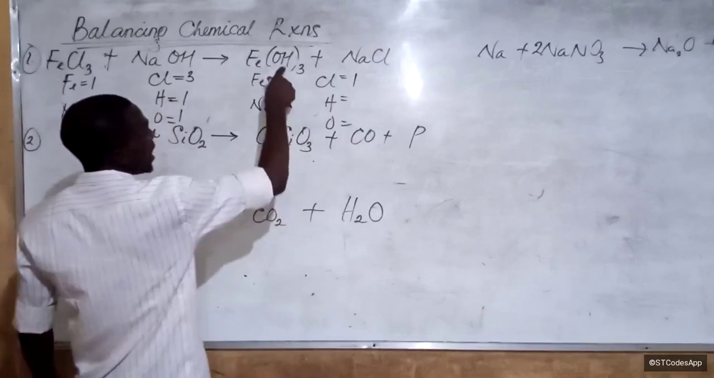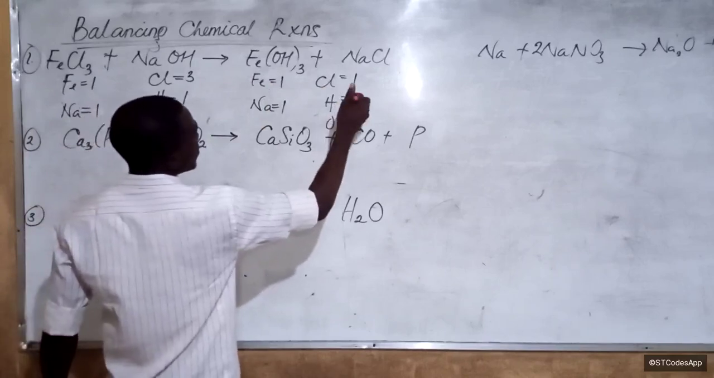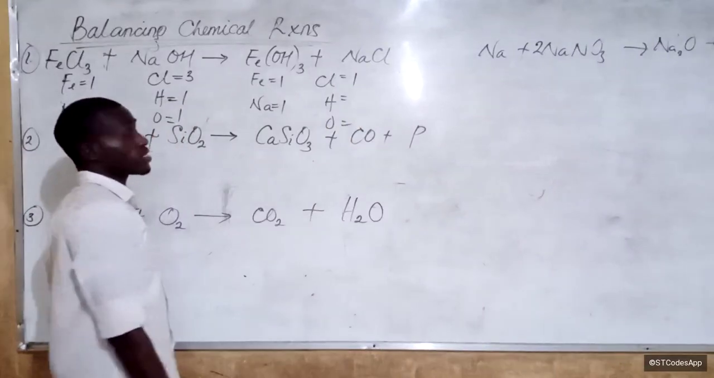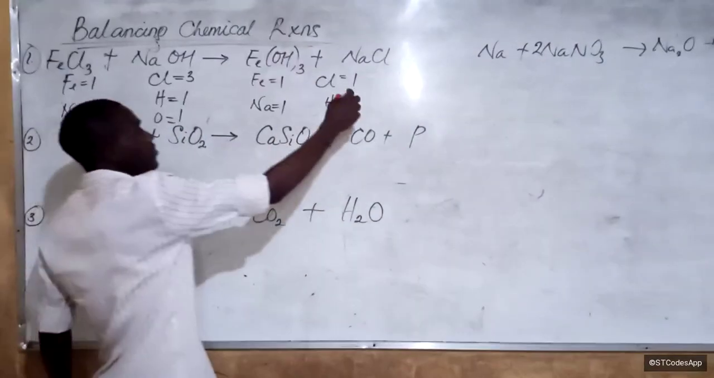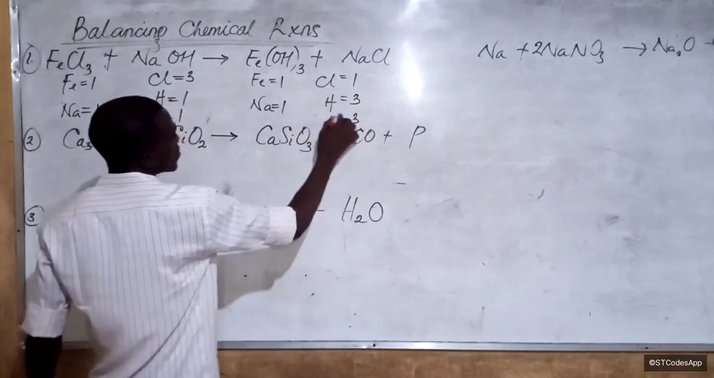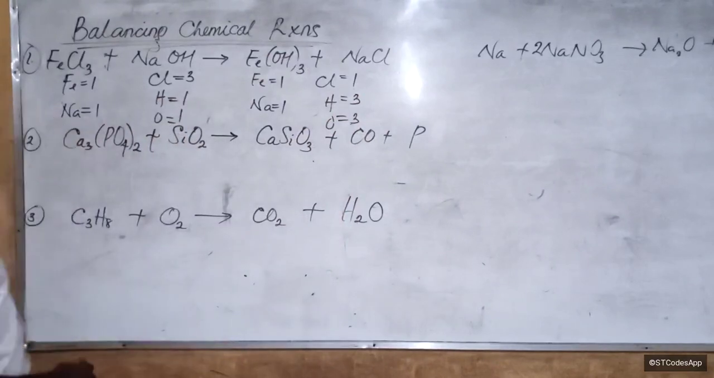Hydrogen, how many do we have here? We have 3, because this is hydroxyl, and hydroxyl is a radical, so these three will belong to both of them. So we have 3 oxygen, 3 hydrogen, and 3 oxygens. So what do we have now? How do we begin to balance?